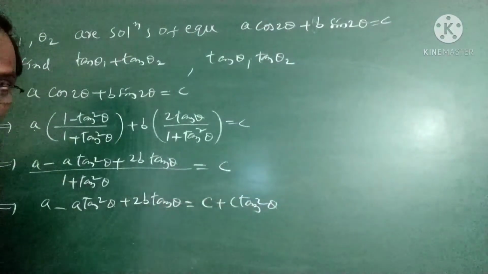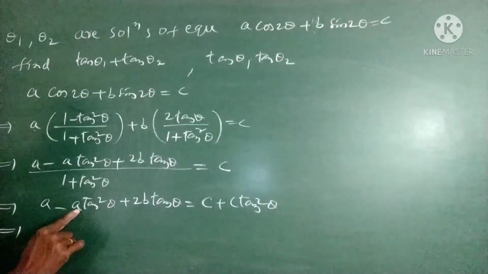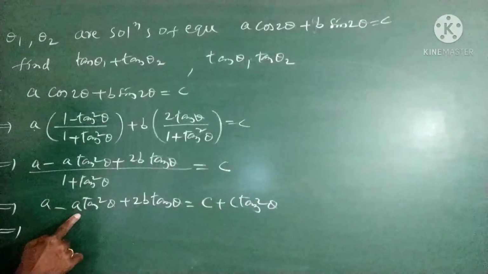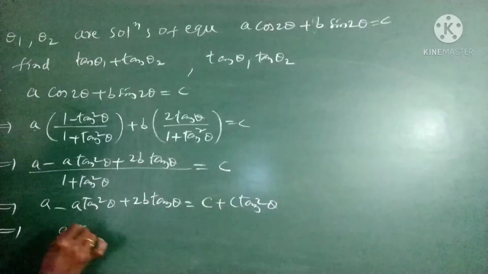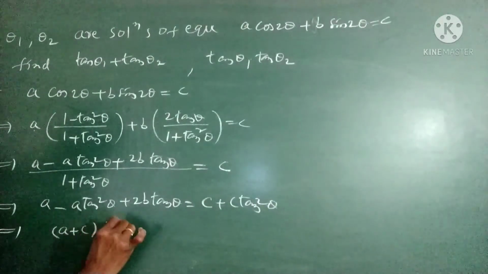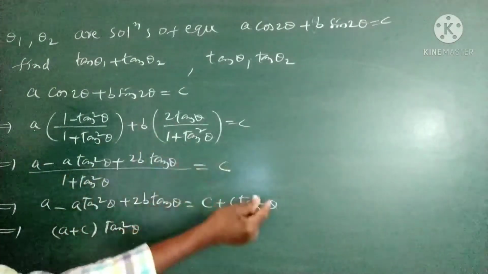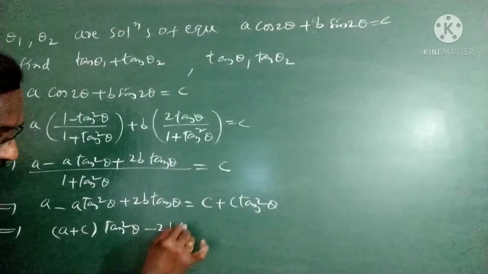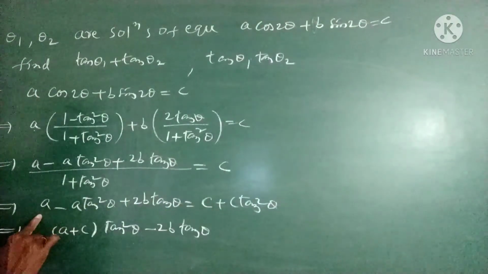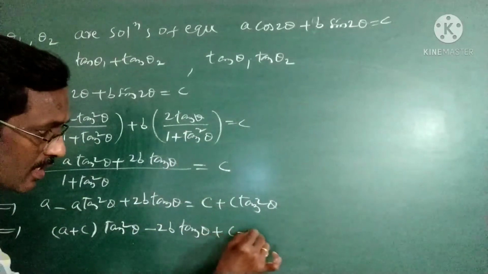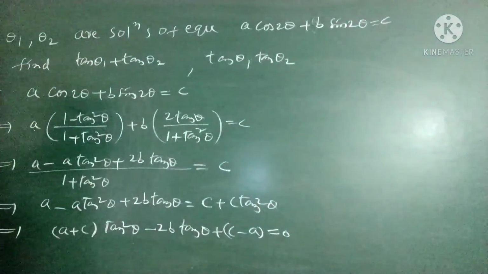Now write it as a tan quadratic equation. So it implies that this has a minus sign, taken to the other side becomes the plus sign. So a remains in this, c remains in this. So a plus c into tan square theta. Now this function, we have to take this to the other side. 2b into tan theta. C we have here, this is taken to the other side. Plus c minus a equals 0. So it is a quadratic in a tan function.